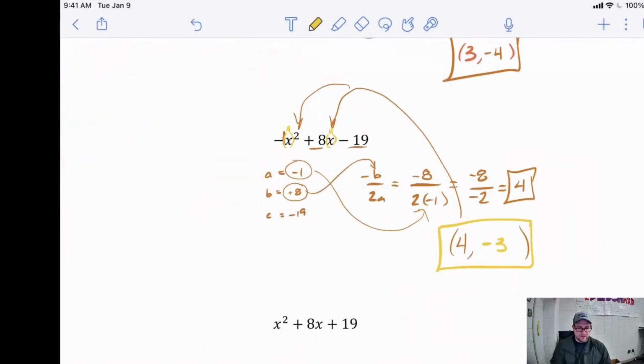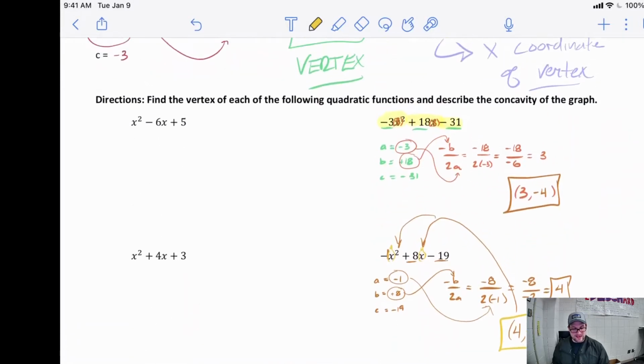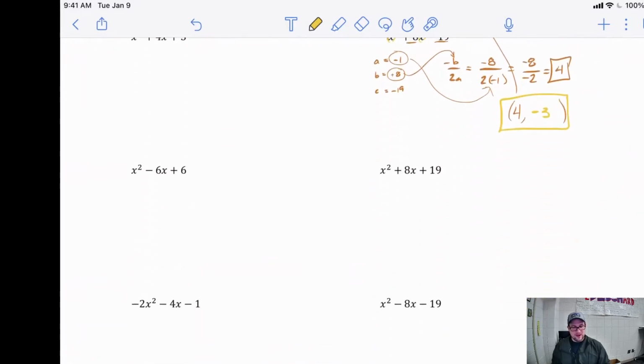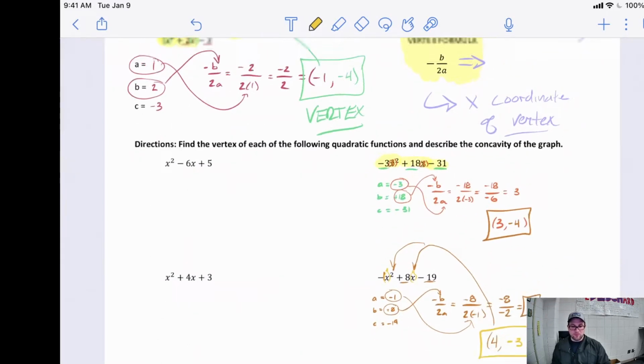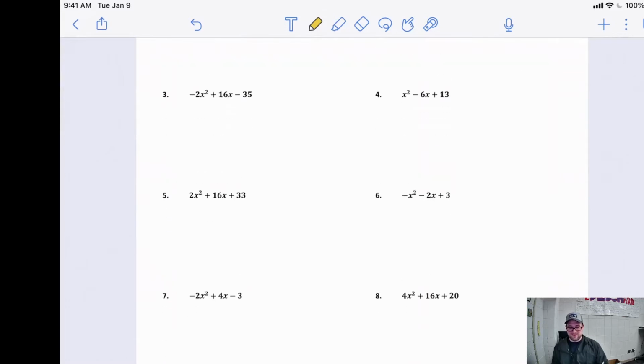Do I see any other problems here that are just too darn hard? Honestly, I don't think so. I think you guys are going to handle this pretty darn well. I'm going to leave it there. There are more problems here to practice if you want to practice more before you get to your homework. And then your homework's down here. There's 10 problems. Again, we want you to get really good at these skills.